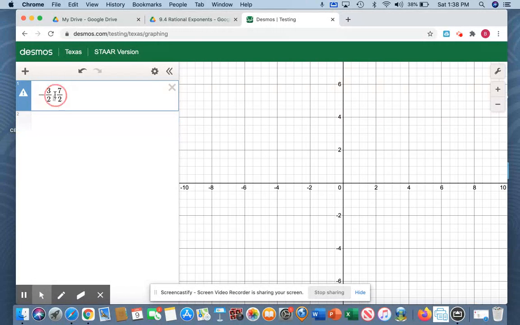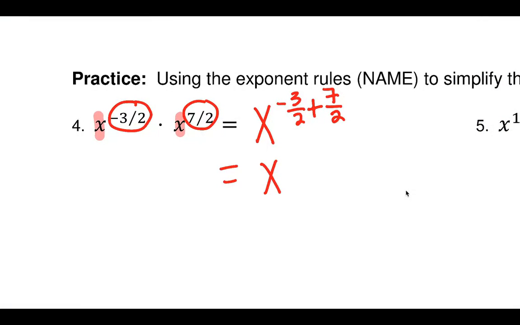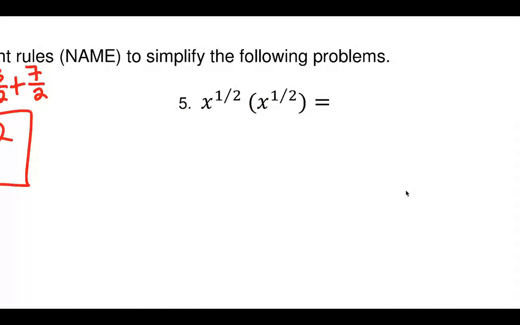So when I add, I just go straight across, and since they have a common denominator, I just say negative 3 plus 7 is 2. Why am I multiplying? So I'm left with x to the power of 2. So same thing, just have fractions involved, nothing crazy.